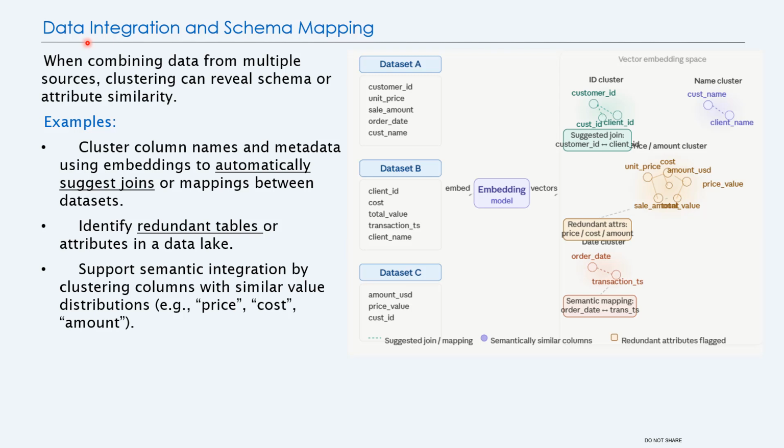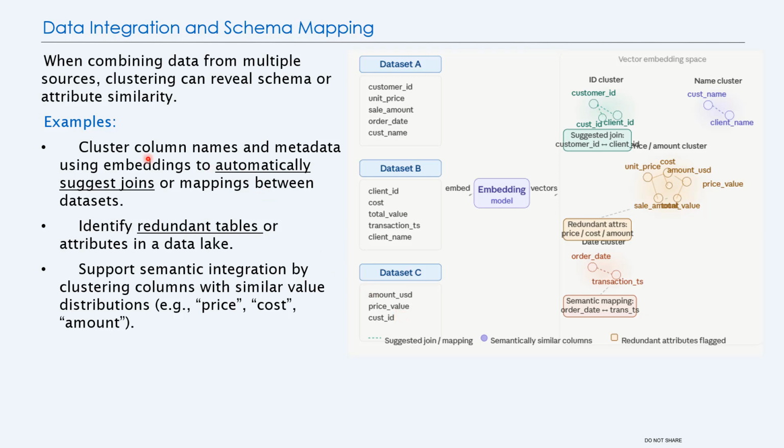So in data integration and schema mapping, when we combine data from multiple sources, clustering can reveal schema or attribute similarity. For example, let's assume that we had 3 data sets. Dataset A contains certain information, customer ID, unit price, and so on. Dataset B contains other information. Now, there may be an overlap between these data. We would like to find out any kind of similarity across these data sets.